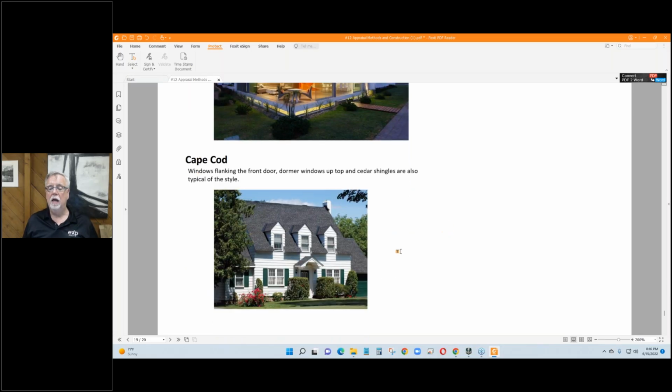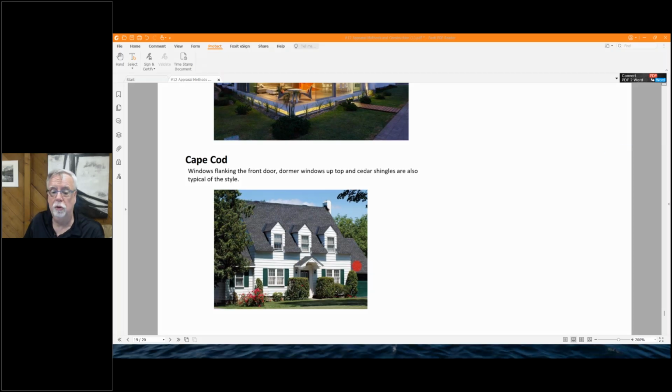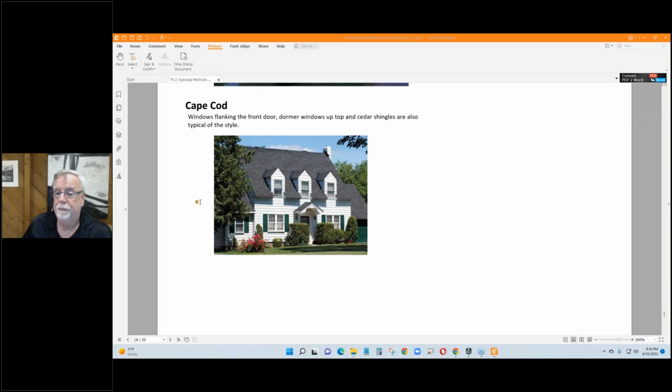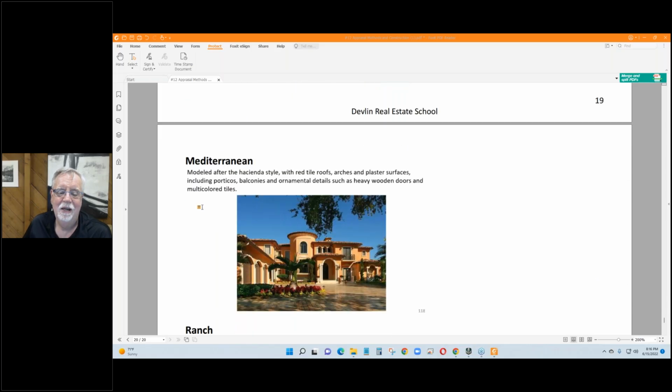Cape Cod has that double pitch. It's a gambrel roof, double pitched. You see this angle and that angle. They're not quite the same, right? There are different levels, and that's called the gambrel roof. That's a Cape Cod style.